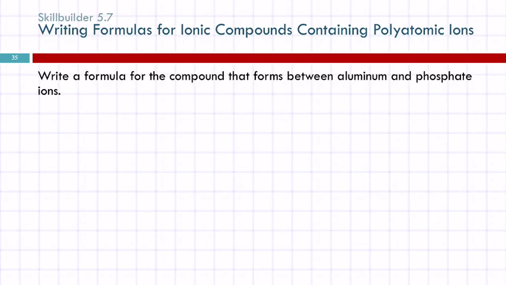Let's look at aluminum and phosphate ion. Well, what's the charge on aluminum ion? 3+. And remember the formula for phosphate ion? PO4 with a -3 charge. So we have +3 and -3. Do we need to crisscross? No. We just need 1 of each. So we're going to have Al PO4.